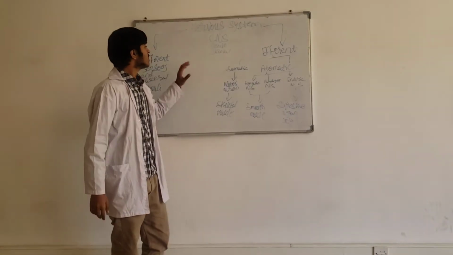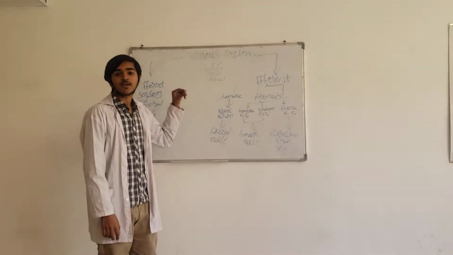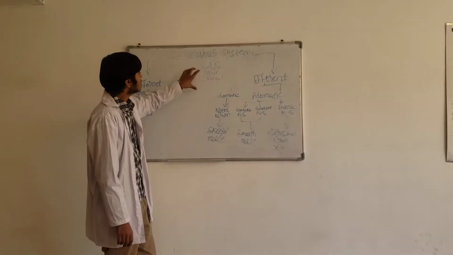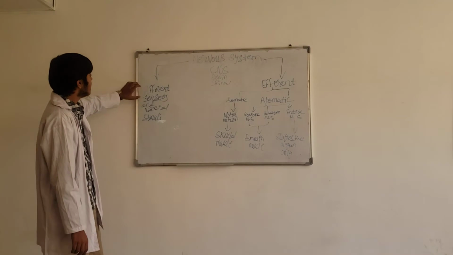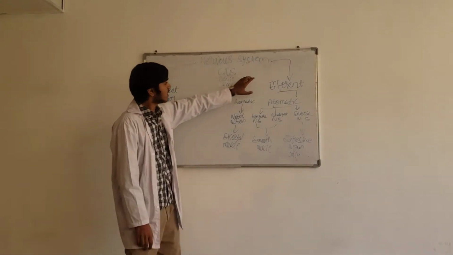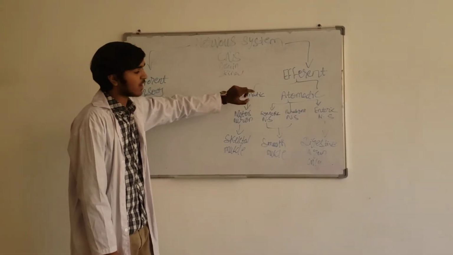I will introduce the main parts of the nervous system. The function of the nervous system is that it is the main communicating system in the body. The nervous system is divided into the CNS, the central nervous system, which includes the brain, and three different parts: the sensory nervous system, which carries visceral stimuli, and the third part, the efferent. The efferent is divided into two parts: somatic and autonomic.